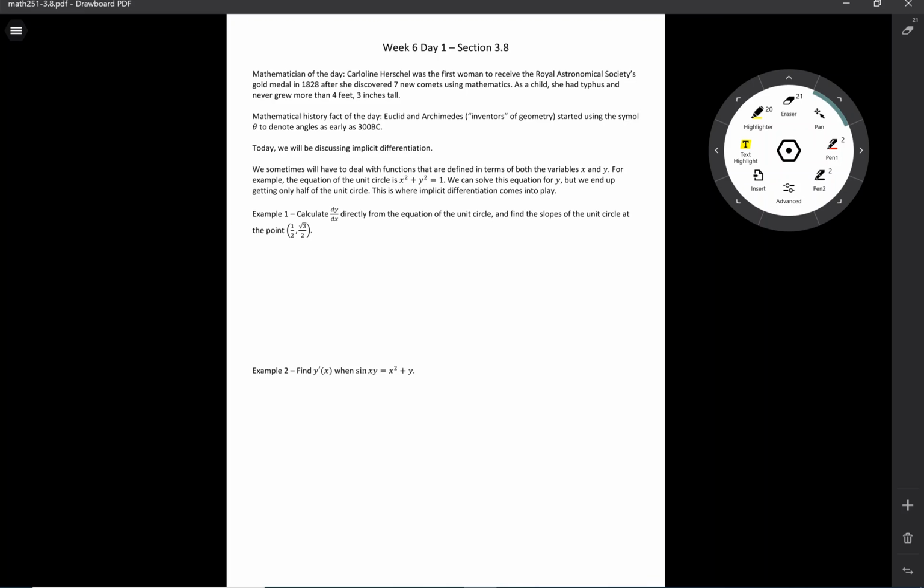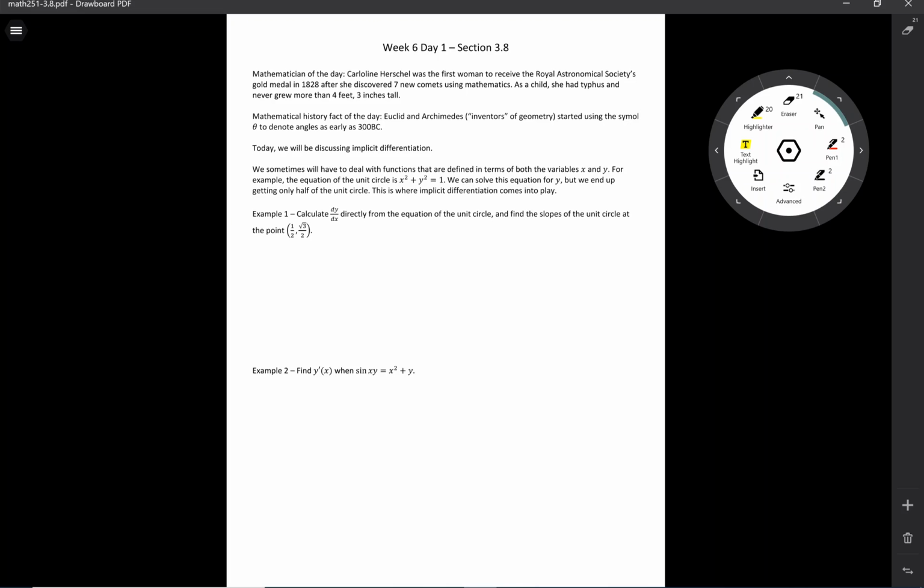So today we will be learning about what it means to do implicit differentiation. So far in our course, we have been focusing on functions y in terms of x. We have been finding derivatives y prime, and only when our function is in terms of x. But sometimes we have to deal with functions that are defined in both variables x and y.